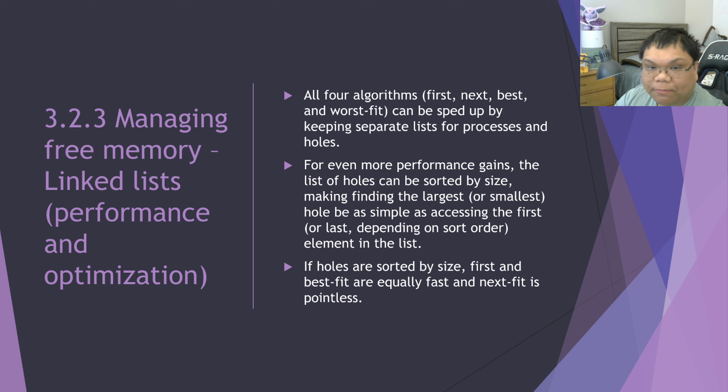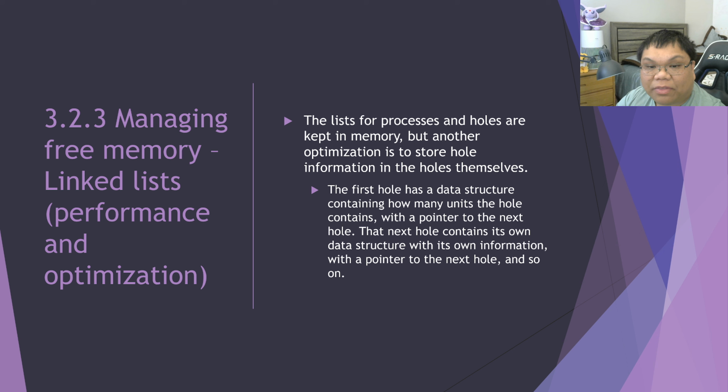For even more performance gains, the list of holes can be sorted by size. So the largest or smallest hole will be at one end of the list. To find the largest or smallest hole is as simple as accessing the beginning or the end of that list, depending on what we're looking at and depending on the sorting order of that list. If holes are sorted by size, first and best fit are equally fast, and next fit is pointless.